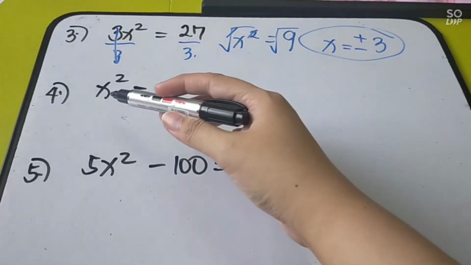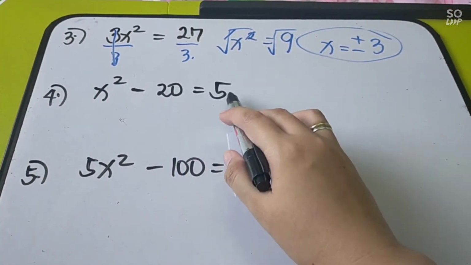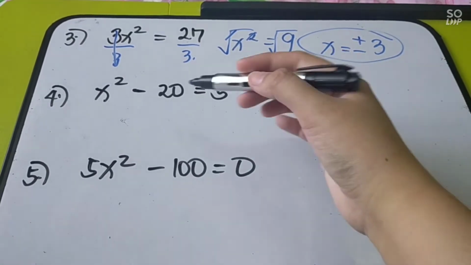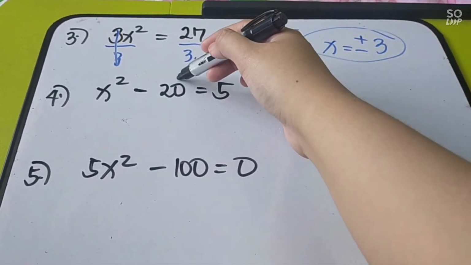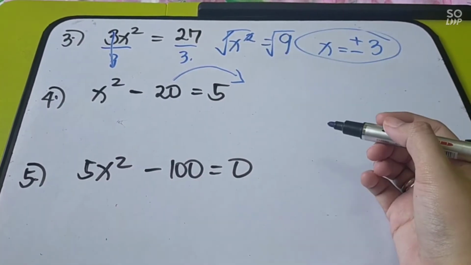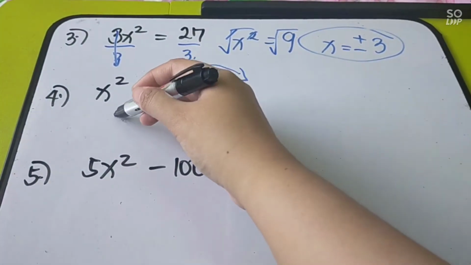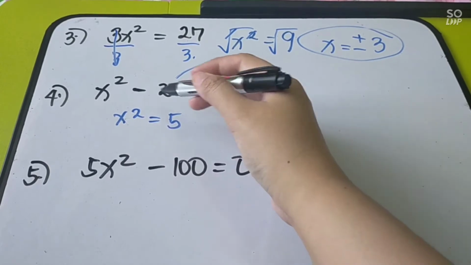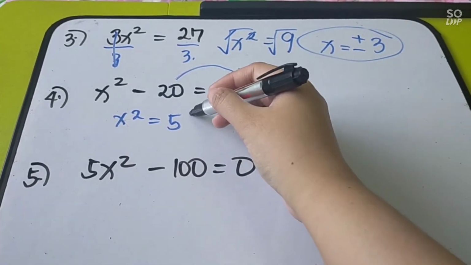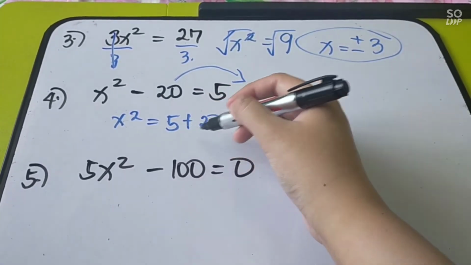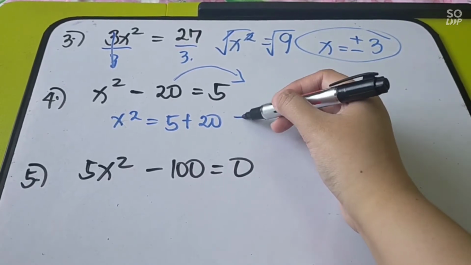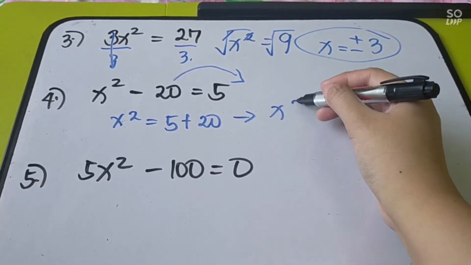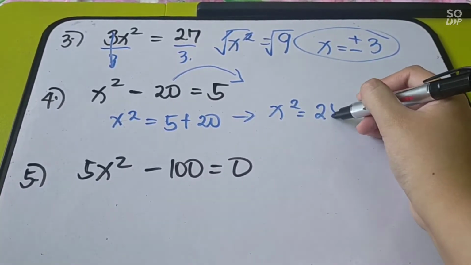Next tayo. We have here x squared minus 20 is equal to 5. As you can see, meron pa tayong constant term dito na kailangan mong ilipat sa kabilang side. Kaya, it becomes x squared is equal to, just copy 5. Negative becomes positive, so plus 20. 5 plus 20, the answer is 25. So, this one becomes x squared is equal to 25.